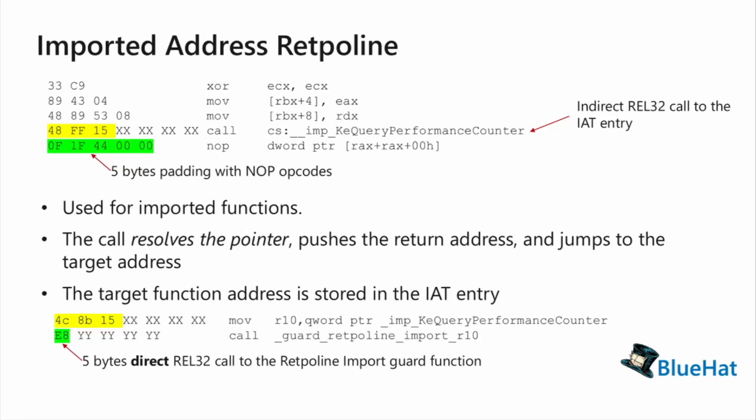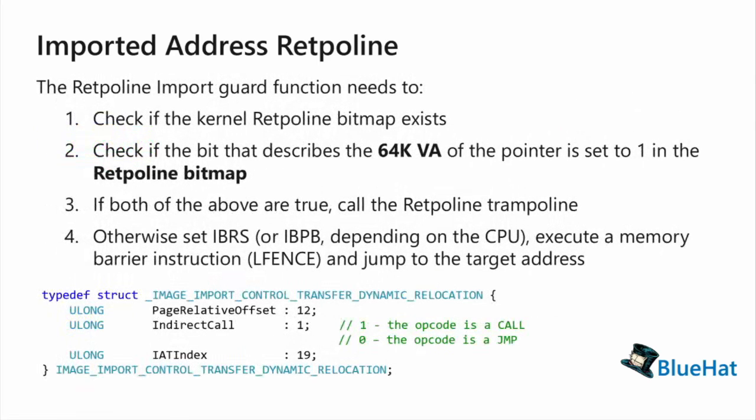The target function address is stored in the IAT entry that is generated on the fly by the loader. An important thing to say here is that the Retpoline guard function needs to do some simple things. First, check a bitmap, because in the anti-kernel we track every section of the driver that is compatible or not with Retpoline. That bitmap has 1 bit set to 1 if a 64K VA range is Retpoline compiled. If the bitmap exists and has a 1 at the particular point, it means the target is Retpoline compatible, so we call the Retpoline function and then jump directly to the target.